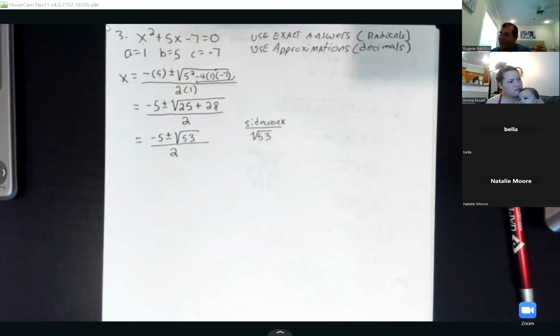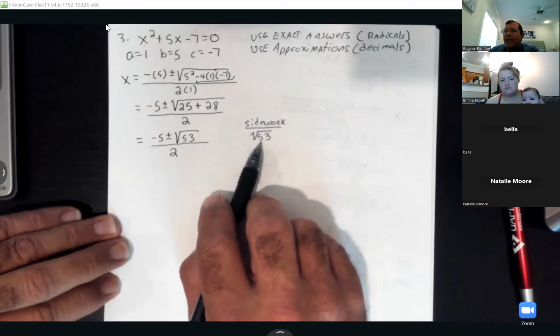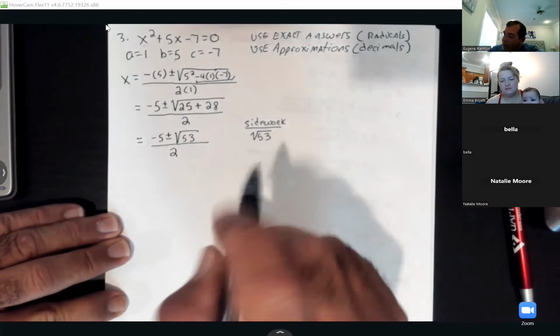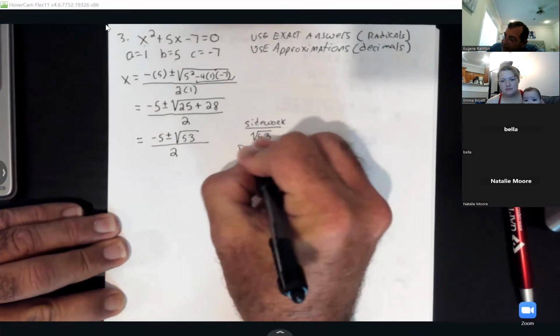What's next? 16 won't divide because it's not even an even number. 25 won't divide into that because 25 times 2 gives me 50. So y'all, guess what? There are no factors of 53 that are perfect squares, so this thing does not simplify.